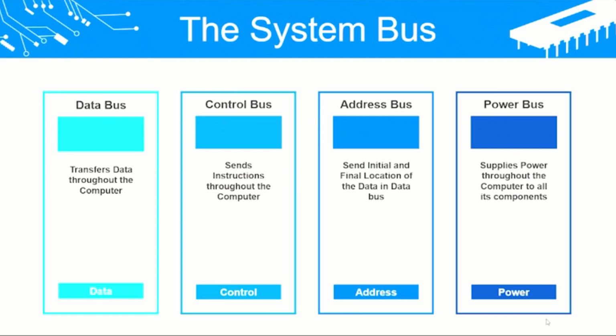The system bus. So first I'm going to talk a little bit about the data bus. What the data bus does is it transfers data throughout the computer. Any sort of data that's been transferred from one component to another would be done through the data bus. The control bus would send instructions throughout the computer, like the paths for the data bus, etc. The control bus would create and send these. The address bus, on the other hand, would let the control bus know the final location and initial location of the data.